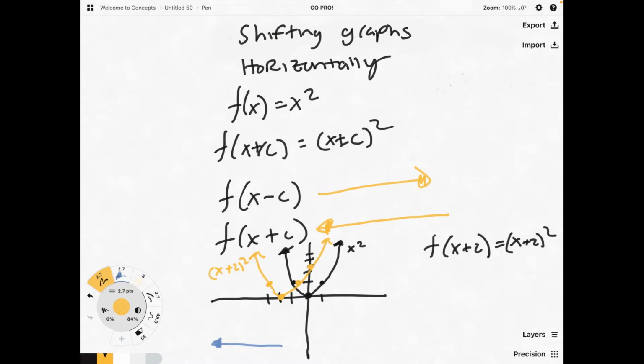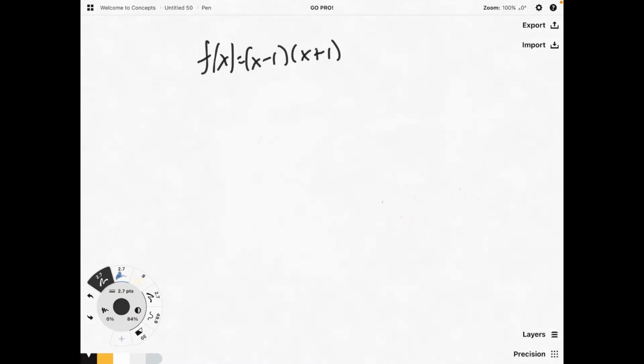Okay, now that we understand the rules, let's look at a couple examples. Our next problem gives us the function f of x equals (x minus 1) multiplied by (x plus 1). And the question asks us to find a new function that has the original function shifted to the right by 3 units. In other words, take this function that they've given us and shift it to the right 3 units. And what is the equation of that new function?